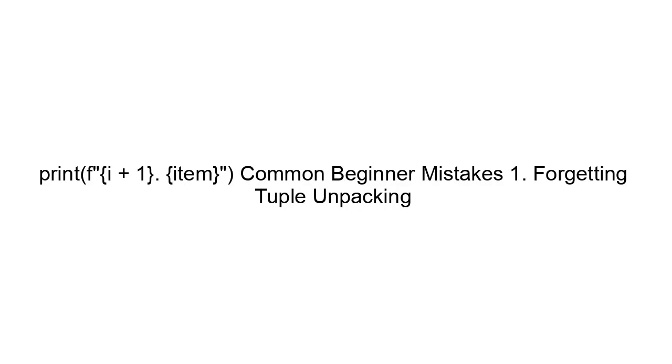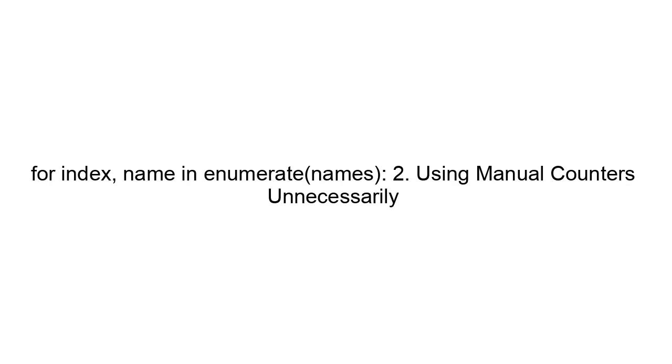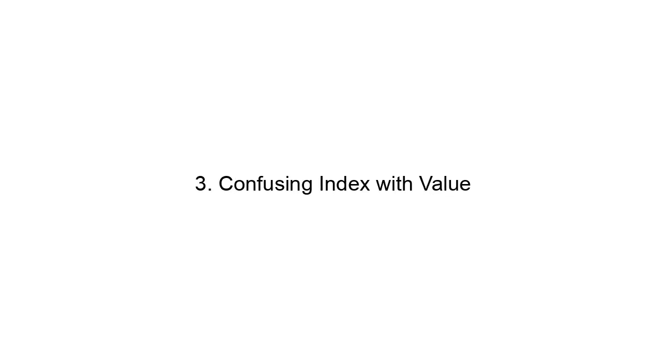Common beginner mistakes. 1. Forgetting tuple unpacking. Wrong: for item in enumerate names, print item. Output: 0 Alice. Correct: for index, name in enumerate names. 2. Using manual counters unnecessarily. Avoid extra variables when enumerate works better. 3. Confusing index with value. Example: for i in names, here i is the value, not the index.